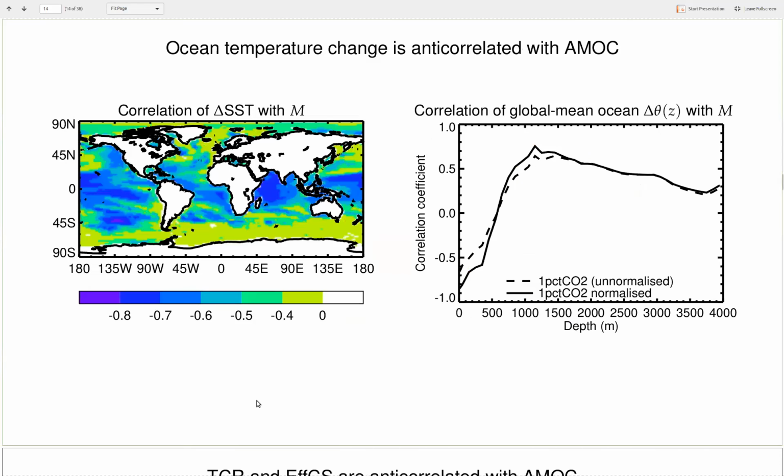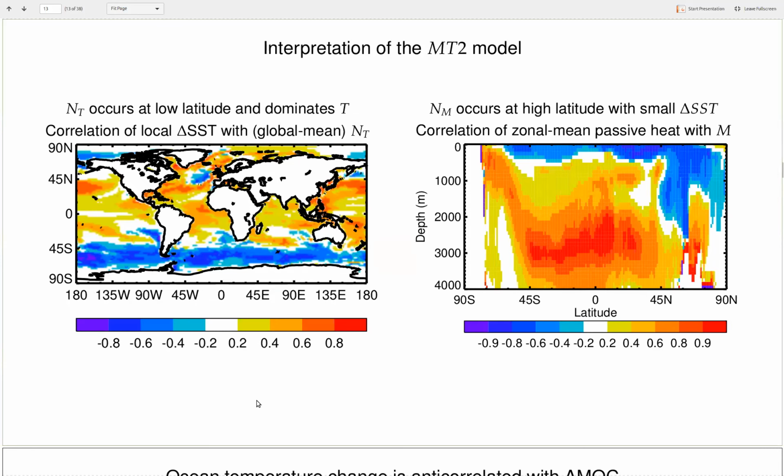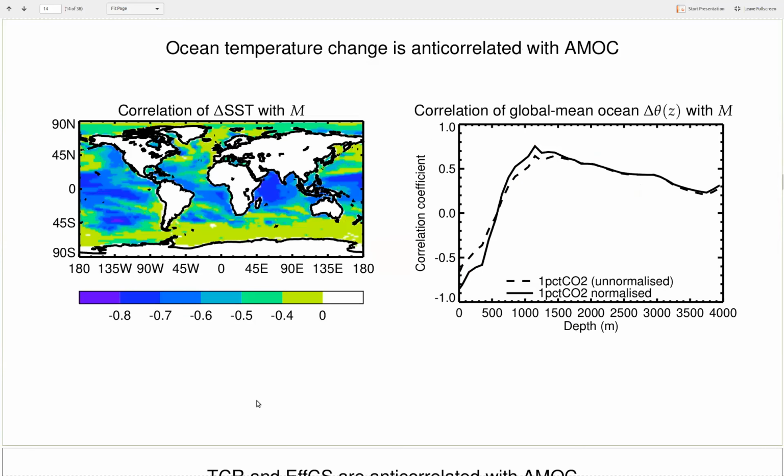So this leads to a correlation at the surface. You can see that at the surface, it's always an anti-correlation. If we actually look at the surface, we see that SST warms less in models with a stronger control AMOC. And the right-hand plot is a correlation of the warming with depth. That's like the mean over all latitudes of the plot I showed before, showing that there is more heating at depth below 500 meters in models with a stronger AMOC and less at the surface.